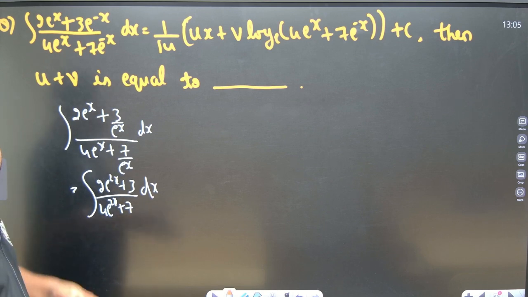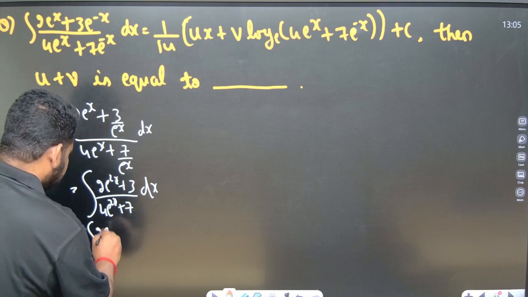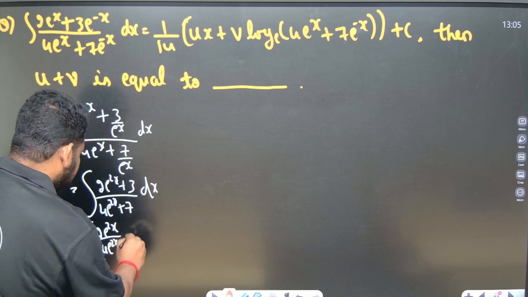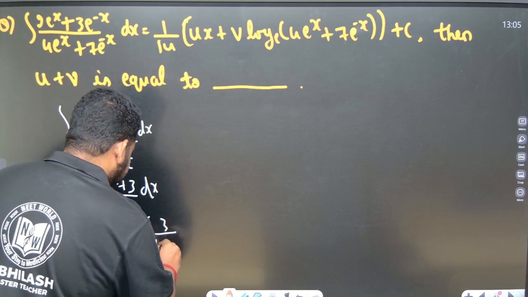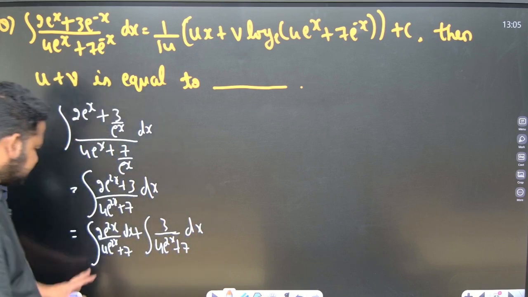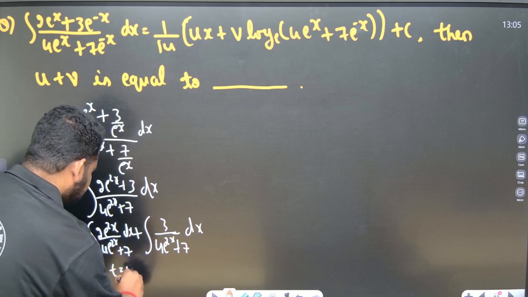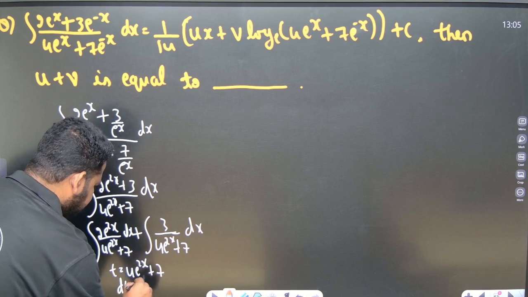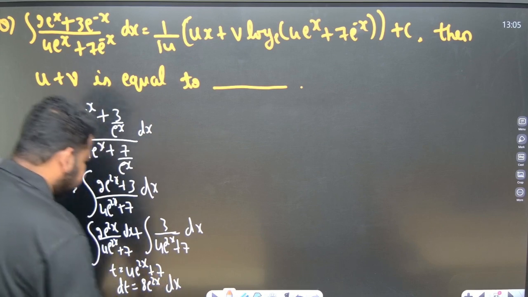So for this, let me separate and divide it. If I separate and divide it, I will get the function like this: 2 into e power 2x by 4 into e power 2x plus 7 dx, plus 3 by 4 into e power 2x plus 7 dx. Now for the first part, let me take the denominator as t. Then t is equal to 4 into e power 2x plus 7. So dt will be equal to what, friends? dt will be equal to 8 times e power 2x dx.